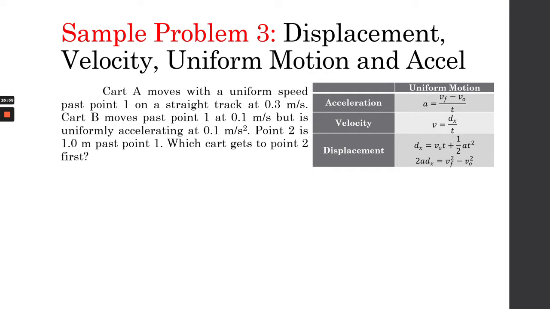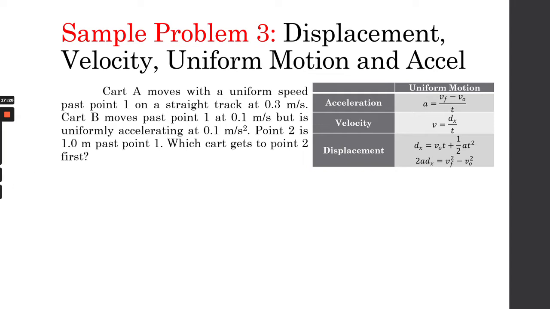Okay, so we have cart A that moves with a uniform speed past point 1 on a straight track at 0.3 meters per second, while cart B moves past point 1 at 0.1 meters per second but is uniformly accelerating at 0.1 meters per second squared. Point 2 is 1 meter past point 1. Which cart gets to point 2 first?